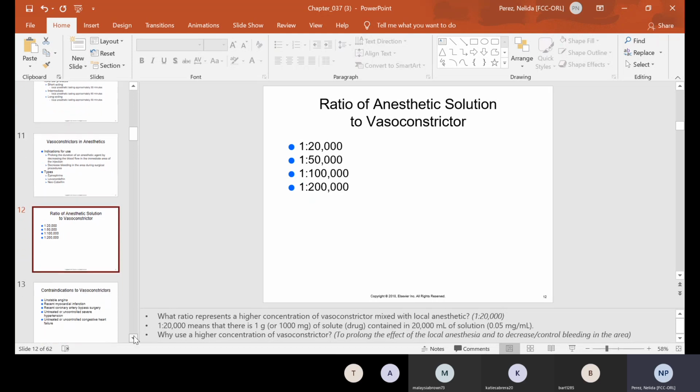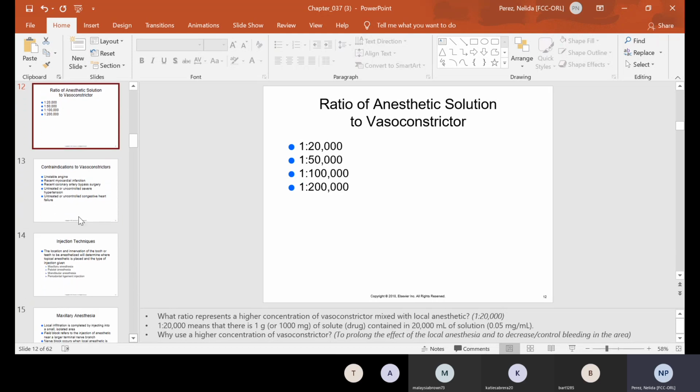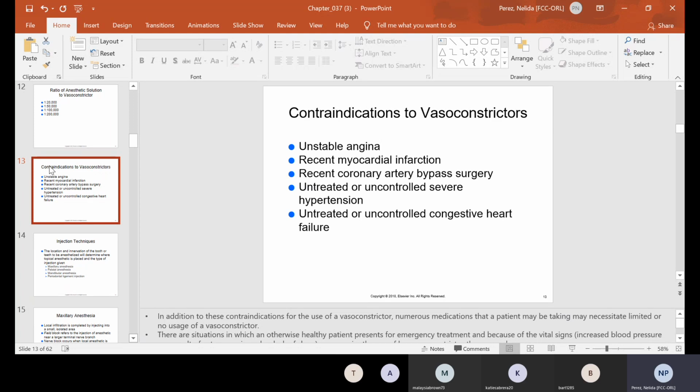So super important. Now, how many carpules do you get out? Get out a few, okay? Because you never know how many the doctor has to give. Just don't get out one, okay? Because one is usually never enough. I usually get out anywhere from 2 to 3 carpules. And if it's a lot of extractions, I get out a couple more.